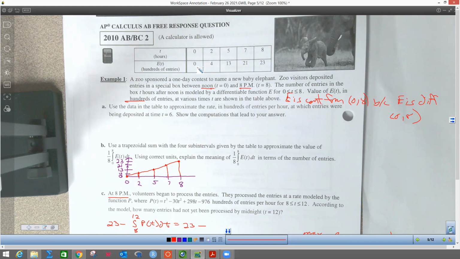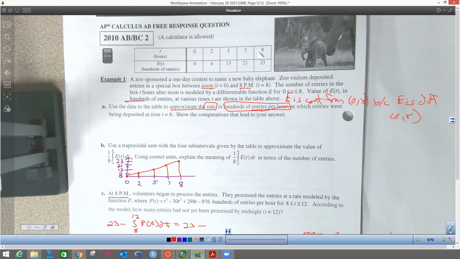So at time 0, there were 0 hundred. At time 2, there were 400. Notice it's hundreds. Time 5, there were 1,300 ballots, okay? So we're supposed to use the table and the data to approximate the rate. Now that means the derivative. The rate means the derivative. And hundreds of entries per hour, and it's even telling you how the label goes, at which entries were being deposited at t equals 6.